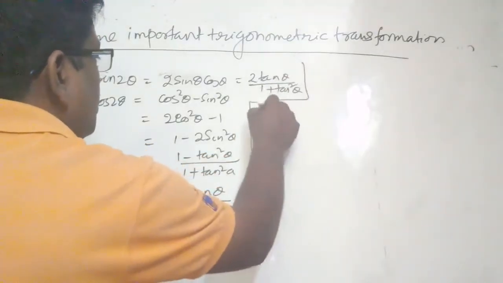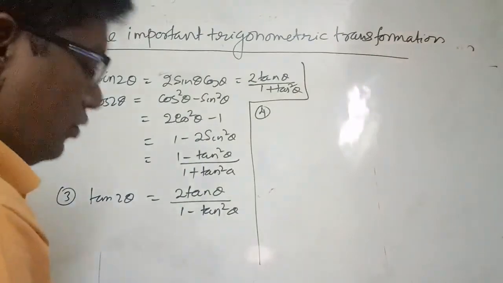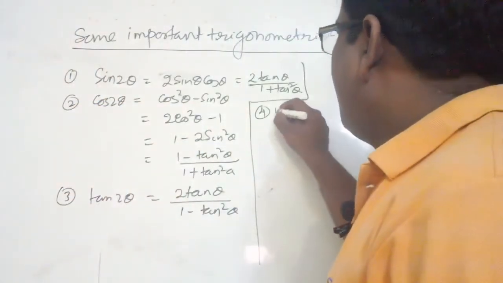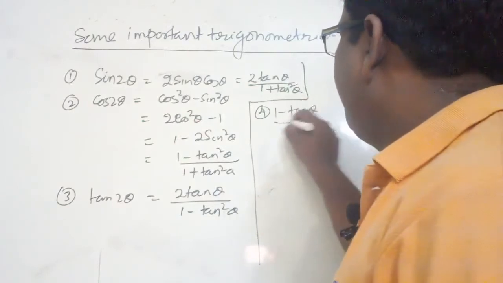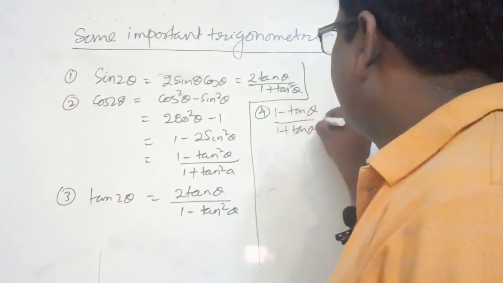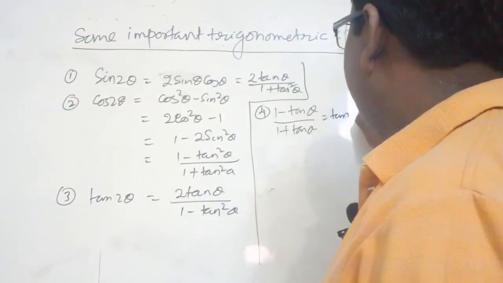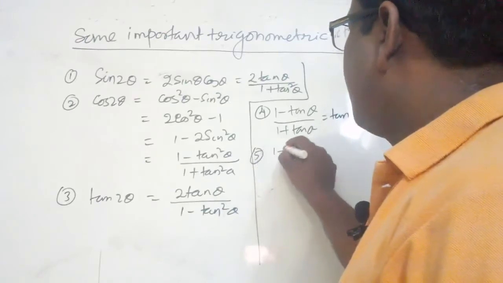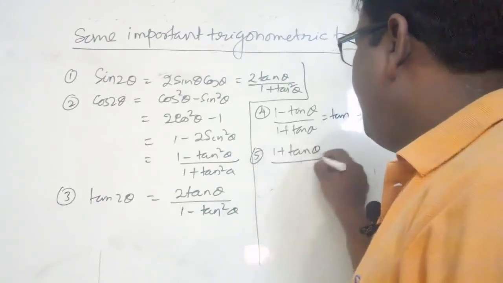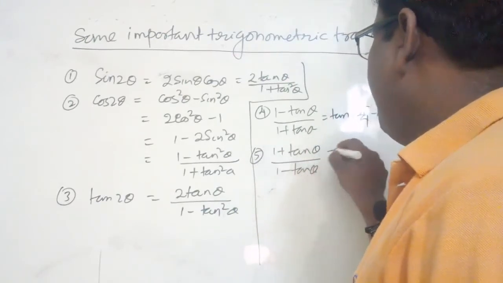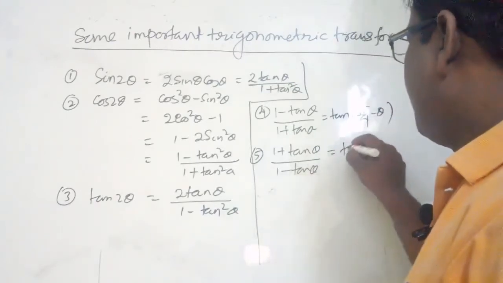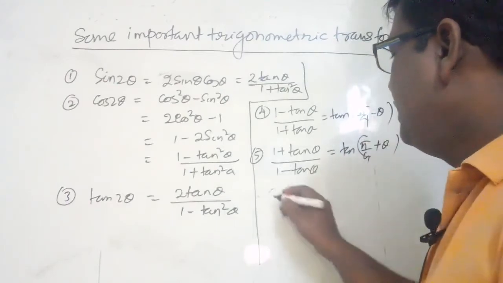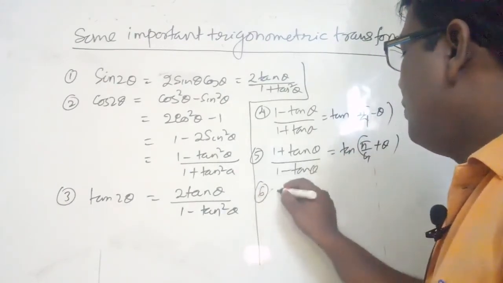Suppose this is formula 4: (1 minus tan theta) by (1 plus tan theta) is equal to tan(pi by 4 minus theta), and (1 plus tan theta) by (1 minus tan theta) is equal to what? Tan(pi by 4 plus theta).